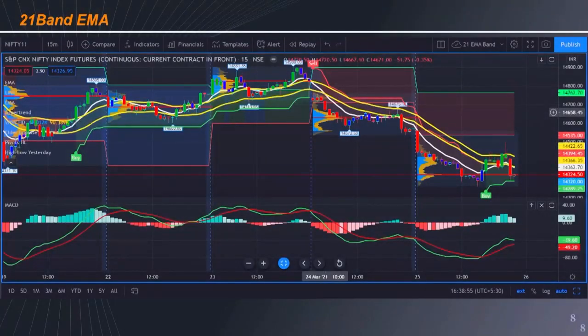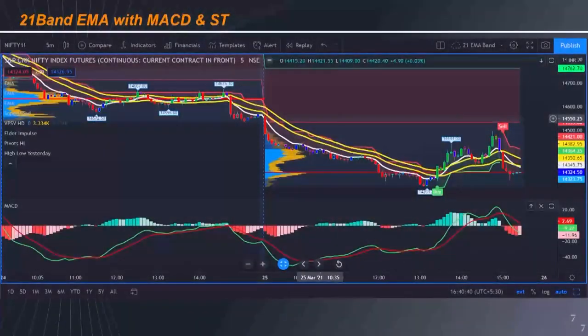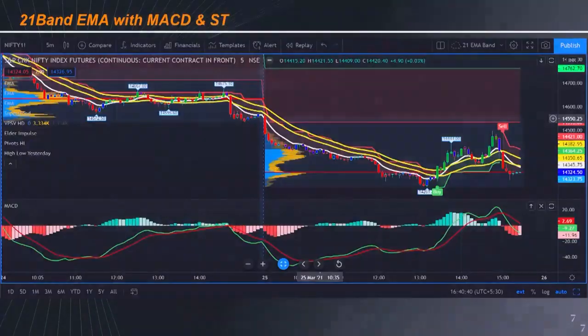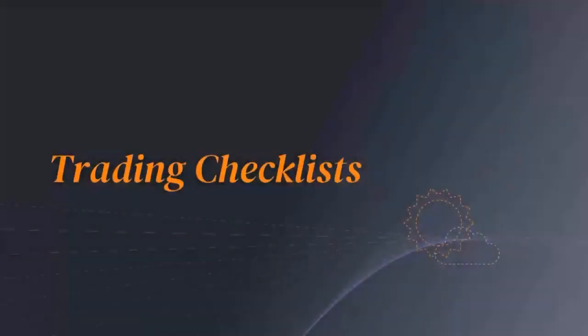So this is what I was showing earlier, this is what I'm looking at. There is a pivot high low that is given just to give a reference point: what is the swing high, swing low that is being created? This is 5 minute and this is 15 minutes. The other one, this is the 21 EMA band.